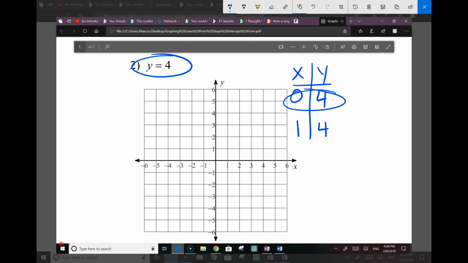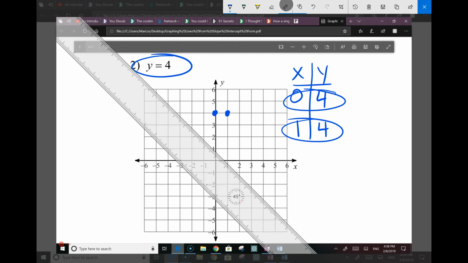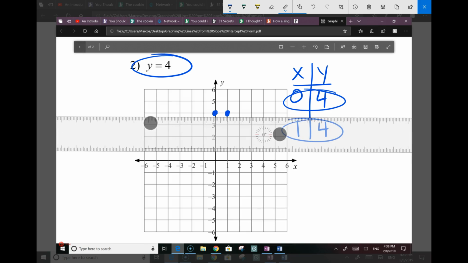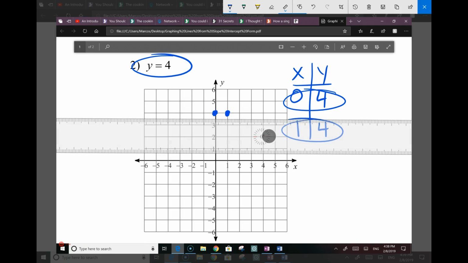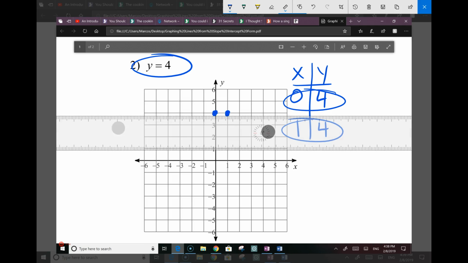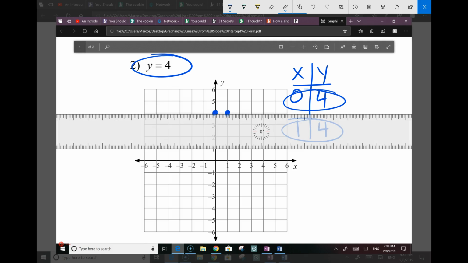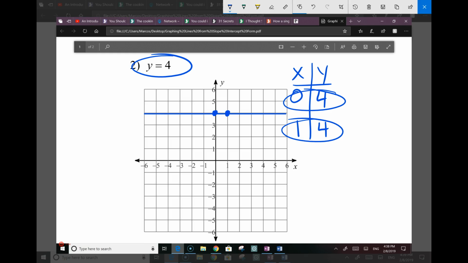And now I have my ordered pairs, and let's see what they look like as points. 0, 4 is here, and 1, 4 is right there. And you should already begin to see that this is going to be a horizontal line. So the very opposite of our previous one. This is a horizontal line. Just trying to make sure it's level. There we go. A horizontal line.